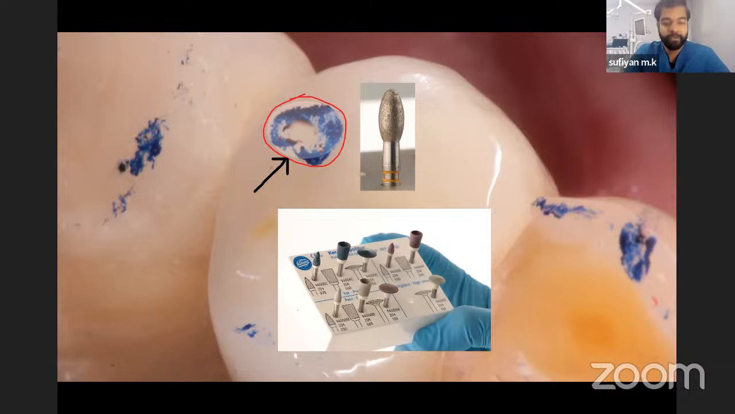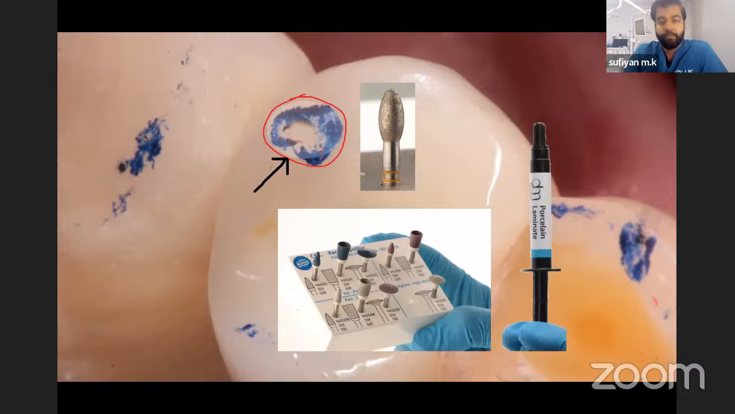right? So after this, I will go ahead and finish it with the finishing kit. And after that, I will polish it with the ceramic polish paste. Okay, that ends my static occlusal adjustment. That is for one articulating paper point.